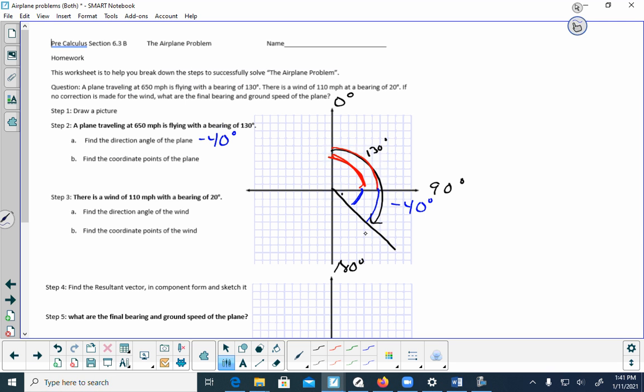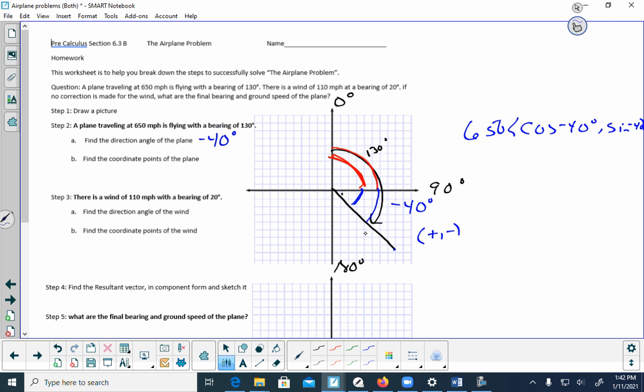Now it wants me to find the coordinates of the plane. So I'm going to take 650, and I'm going to multiply it by the cosine of negative 40 degrees, sine of negative 40 degrees. Now, think about this. I'm in the fourth quadrant, so I'm expecting my x to be positive and my y to be negative. Any point in the fourth quadrant should have those characteristics. So if you don't get that when you multiply by your directional angle, then you know you've made a mistake. That's another way to check it.